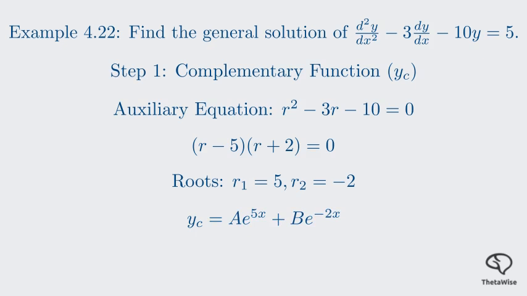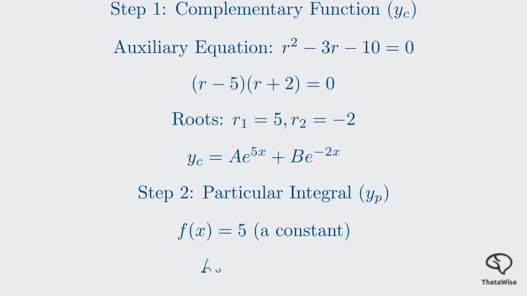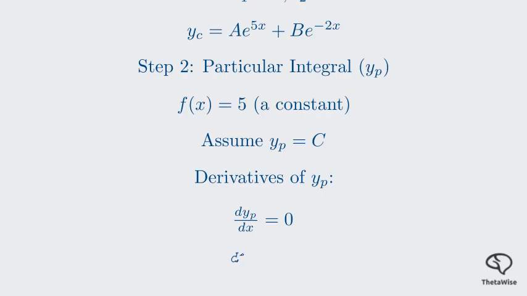Now for step 2, the particular integral. We look at the RHS of the original equation. The right-hand side, f of x, is simply the constant 5. Following our rules for finding yp, we assume a particular integral of the form yp equals a constant c. There's no e to the bx term to check for duplication, so our assumption is correct. Now we find its derivatives. The first and second derivatives of a constant c are both 0.